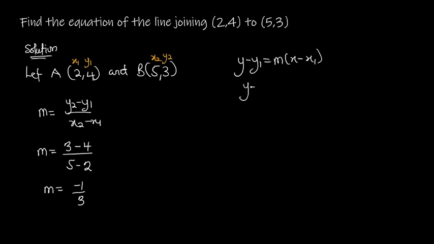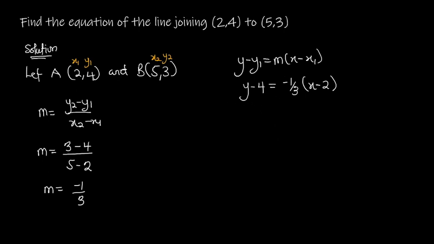So I have here y minus my y1, which is 4, is equal to my gradient, negative 1 on 3, into bracket x minus my x1, which is positive 2. All I need to do is simplify this expression to get my equation of the straight line.